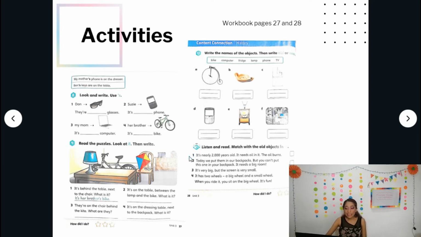So that's it. When you finish this, you can go to the next activity, that is activity 11, and it's a listening. Listen and read. Match with the all objects in activity 10. You need to finish this activity so you can do activity 11. So we're going to listen to this audio and you are going to write here en los cuadritos vas a escribir if it's letter A, B, C, D, E, or F, okay? So you need to pay attention to this audio so you are going to be able to answer this activity.